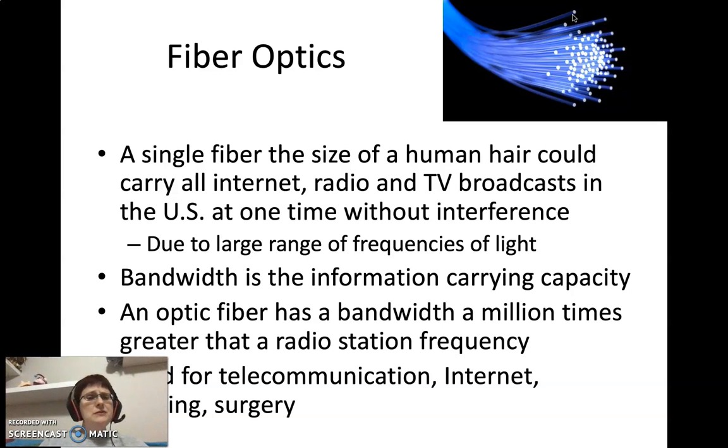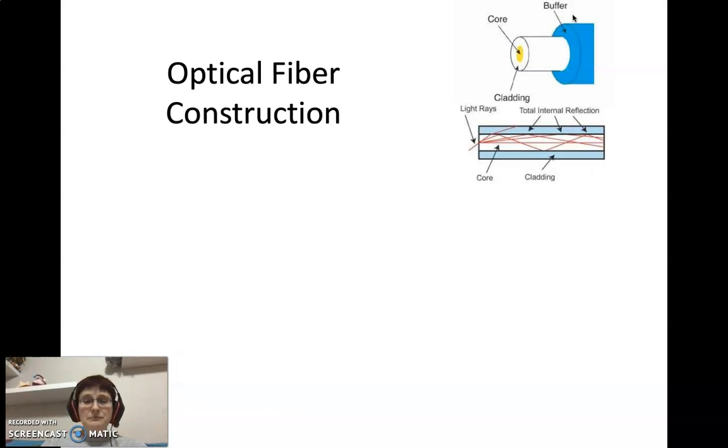We use them not just for telecommunication and the internet, but also lighting. You may have seen some of these at concerts or something like that. I have some little finger ones that light up, so the light travels through the fiber optic and then lights up at the end in different colors. They're also using these in surgery now because they're very accurate and they can direct them in a very pinpoint manner. So how do these work?